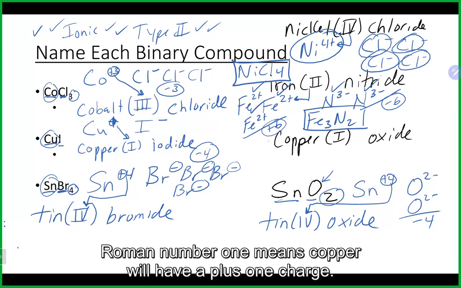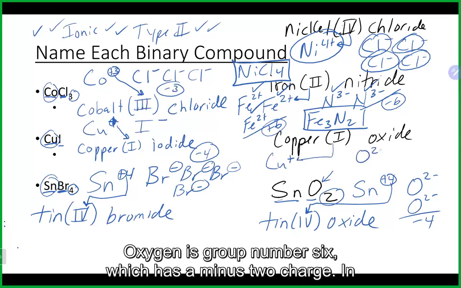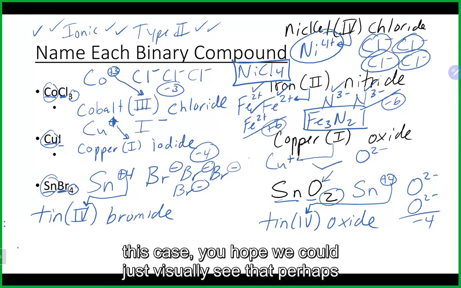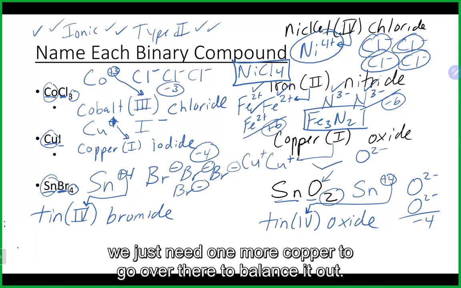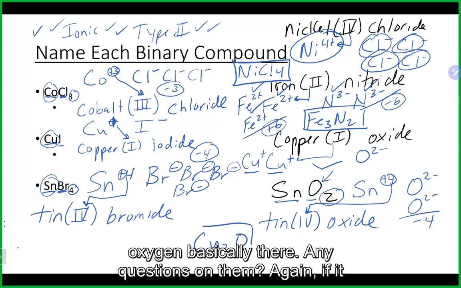Copper Roman numeral 1 means copper will have a +1 charge. Oxygen is group number 6, which has a -2 charge. In this case, you hopefully could just visually see that we just need one more copper to go over there to balance it out. And that would give me 1 copper, 2 coppers, and 1 oxygen basically there. In that case, yeah. Any questions on them?